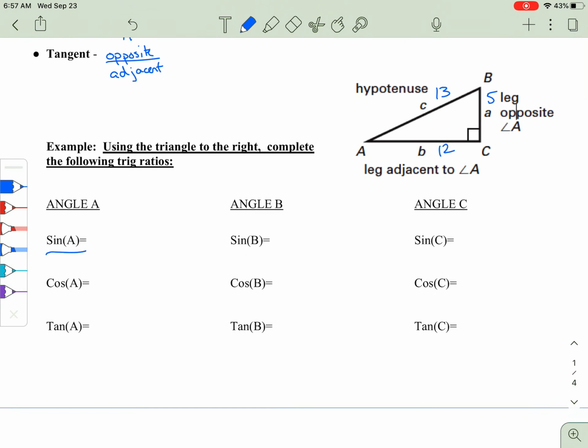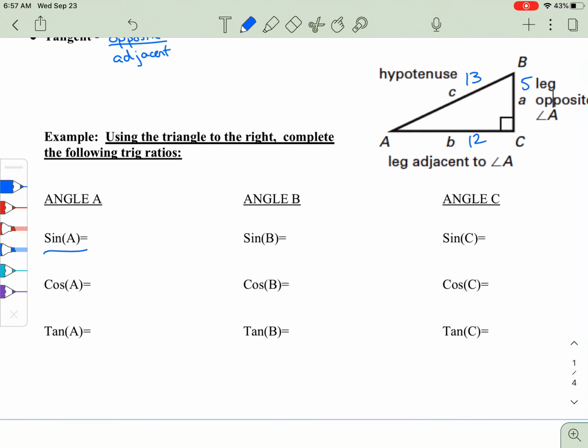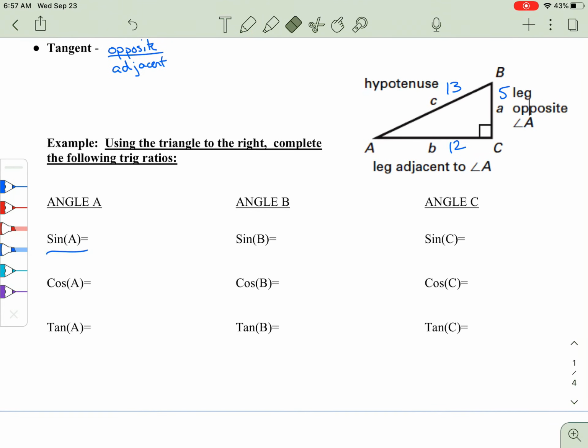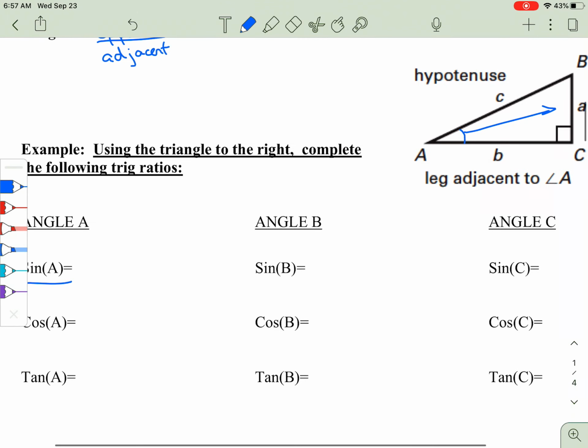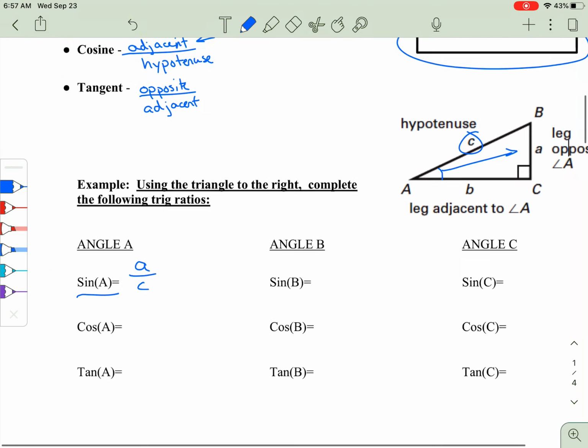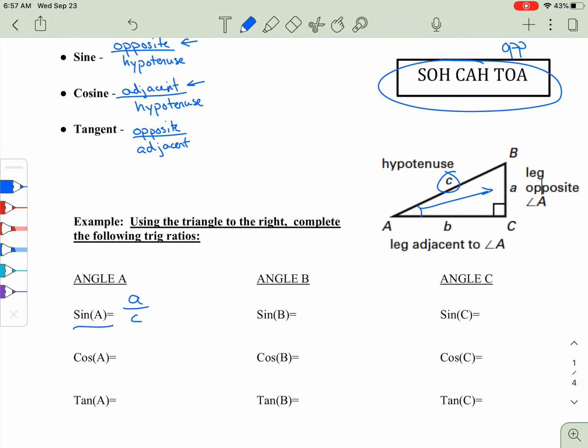Okay, so angle A, sine of A. Oh, I knew what I was doing. We're just going to use letters. So sine of A is opposite, so A over the hypotenuse, which is little c. Okay. Cosine is adjacent over hypotenuse.